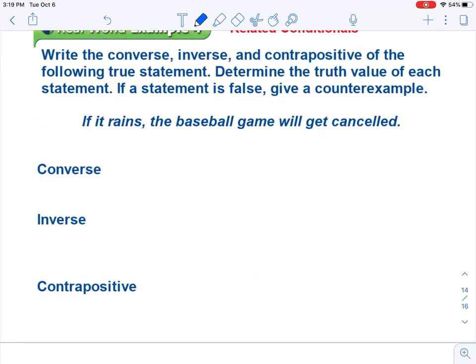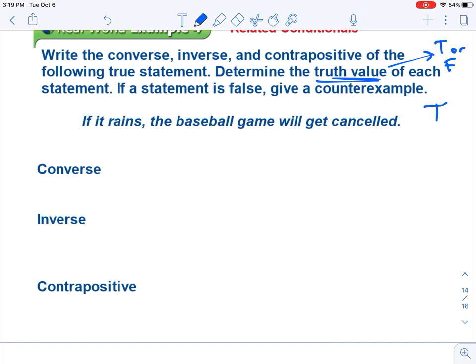Write the converse, inverse, and contrapositive of the following true statement. So we know this is true. Determine the truth value of each statement. So we have to write true or false. Truth value just means true or false. And if a statement is false, give a counterexample. So if it rains, the baseball game will get canceled.